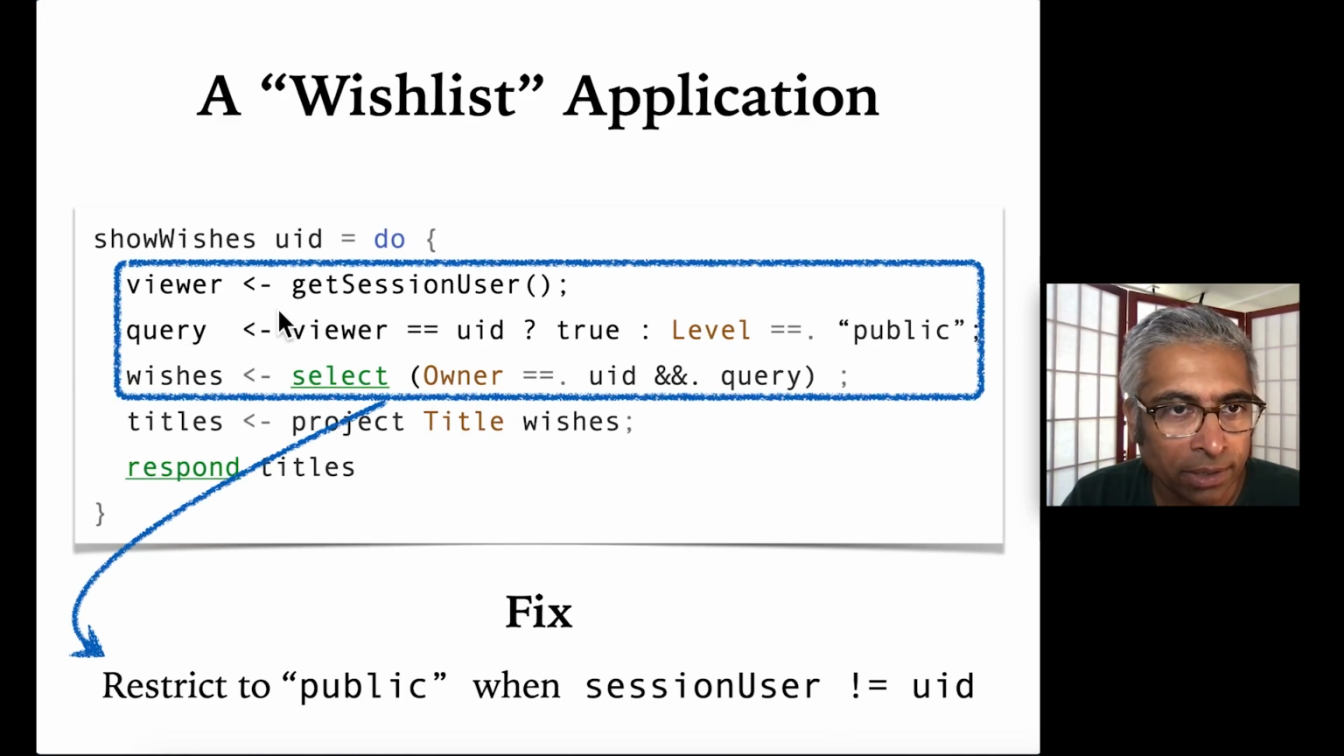I'm going to get the viewer. I'm going to query Storm to say, hey, who is the viewer right now? Who is the session user? And then I'm going to compare viewer to UID. So if viewer is the same as UID, then I do nothing. Otherwise, I add this extra conjunct to my query that says level equals public.